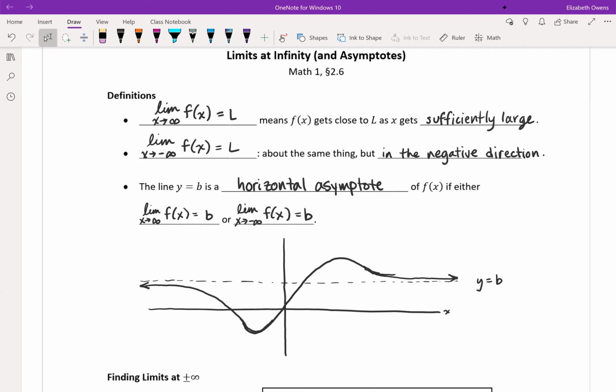Now in the next video, we'll look at how we're going to find these limits as x approaches positive and negative infinity.